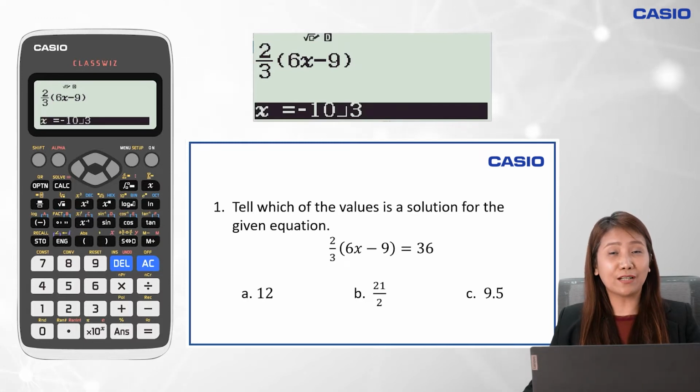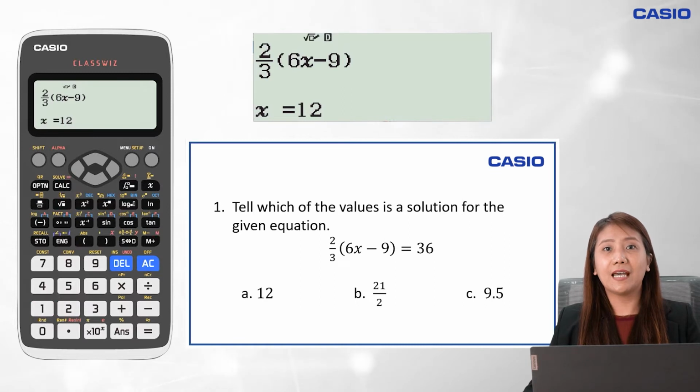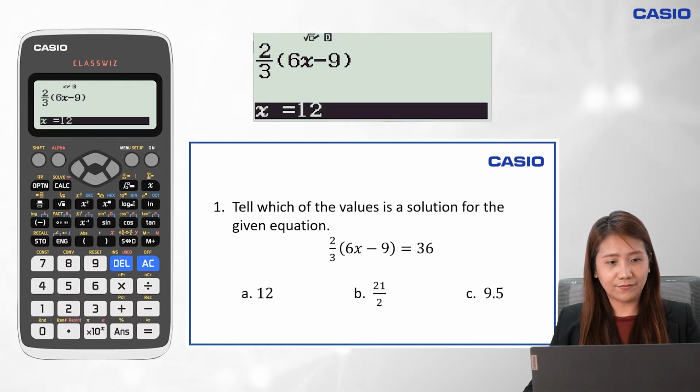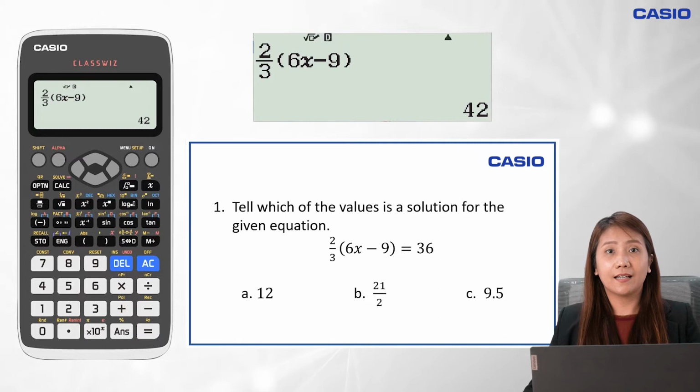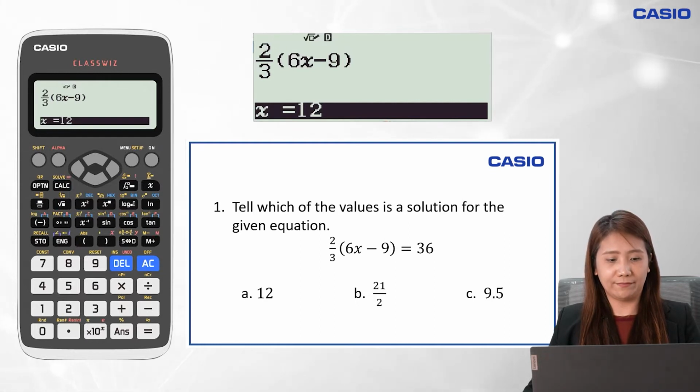Classwiz will ask for the value of x, so let's input the first value. In this case, it's 12. Then press equal sign. The first side is 42, which is not the same as the second side, so 12 is not a solution. To test the second value, we press Calc. Classwiz will ask again for the value of x. Let's input the second value, which is 21.